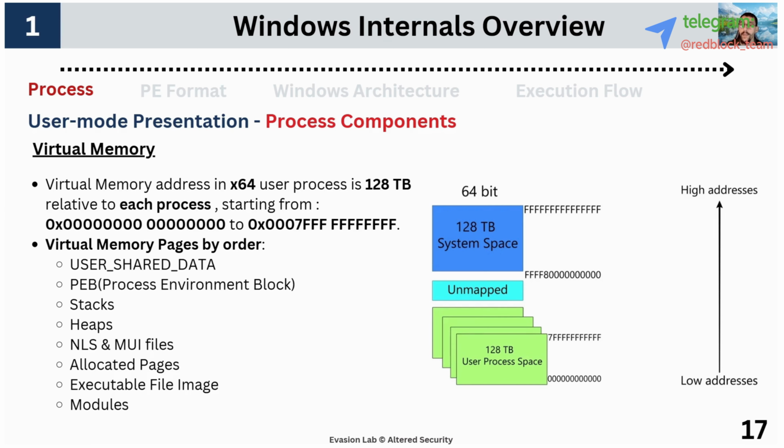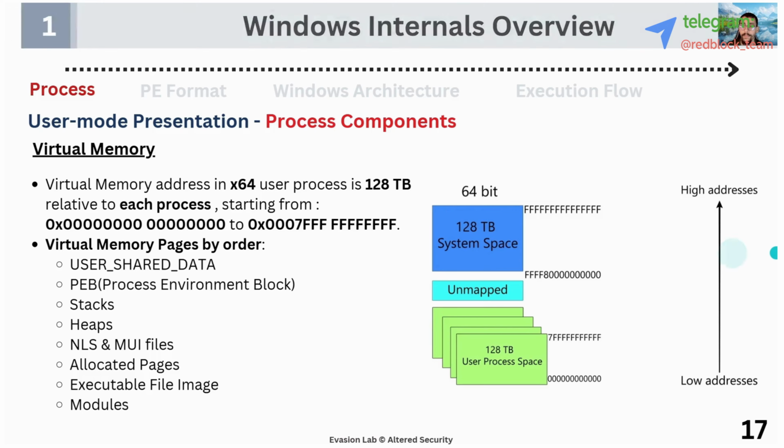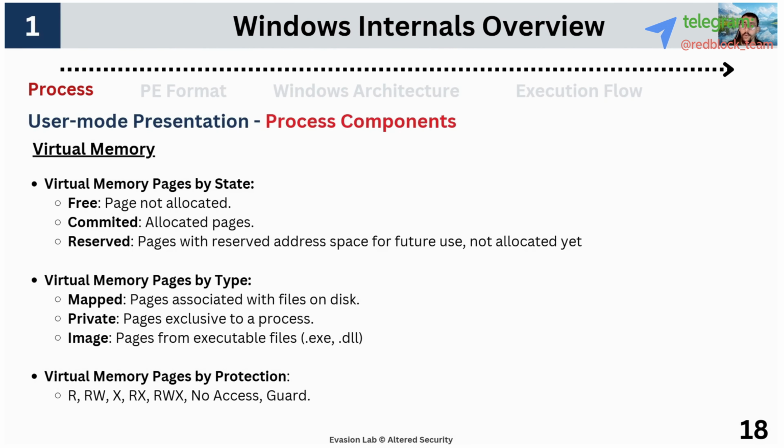And the eighth order pages are modules. Dynamically loaded libraries, DLLs, required by the process are mapped here. This includes both system libraries like kernel32 and ntdll.dll and custom DLLs loaded by the applications. Virtual memory pages in Windows can exist in one of three states: free, committed, or reserved. These states indicate whether the pages are allocated or simply reserved for future use.